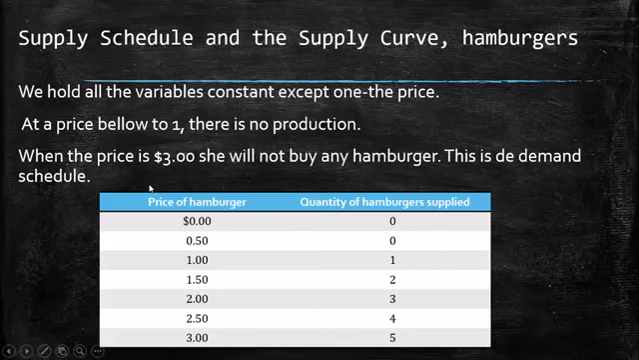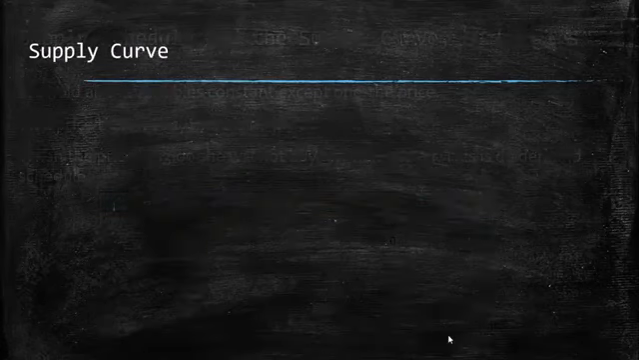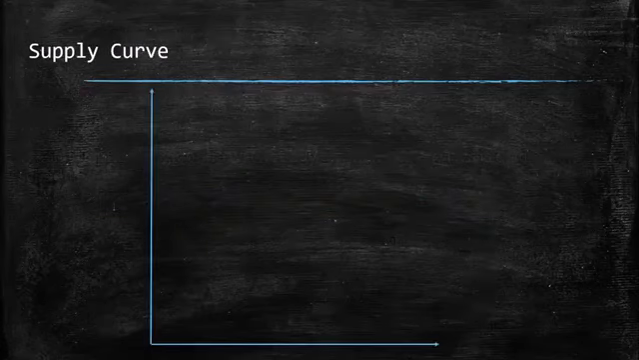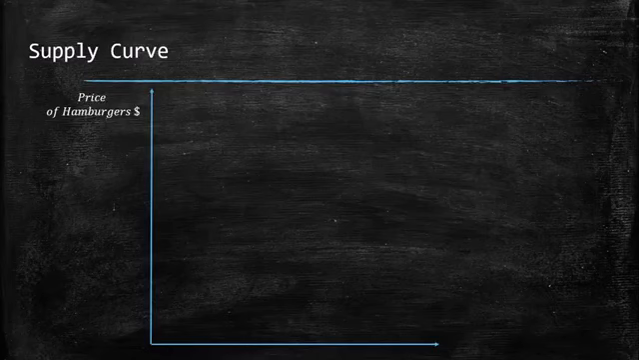But when the price is 3, sorry, here is just the replication of the demand. Don't pay attention to that. When it is 3, the supplier is going to supply 5 hamburgers. So given the supply schedule, we can represent the same case in the quotation plane.